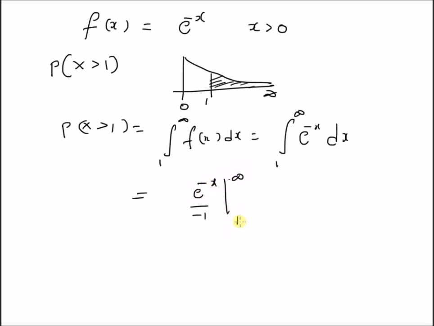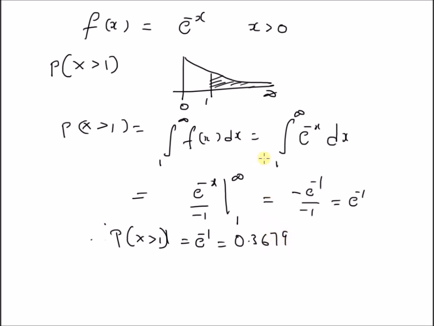At infinity, this value is 0, and at 1, this is e power minus 1. So we have minus of e power minus 1 by minus 1, which is e power minus 1. Therefore, probability of x greater than 1 is equal to e power minus 1, which is equal to 0.3679. So the area of the shaded region is e power minus 1. That is the probability of x greater than 1 for the given PDF.